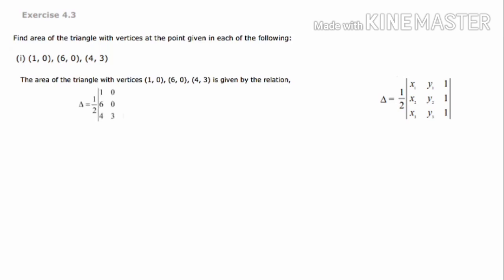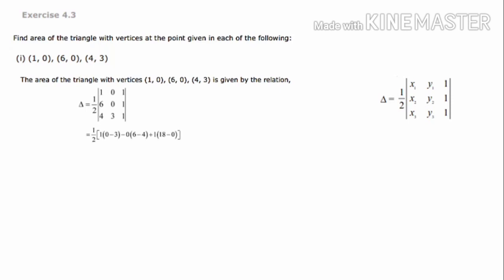So we can substitute it: 1/2 into the determinant. x1, y1 is 1, 0, and the third element is 1. Then x2, y2 is 6, 0, so 6, 0 and 1. x3, y3 is 4 and 3, so 4, 3 and 1.